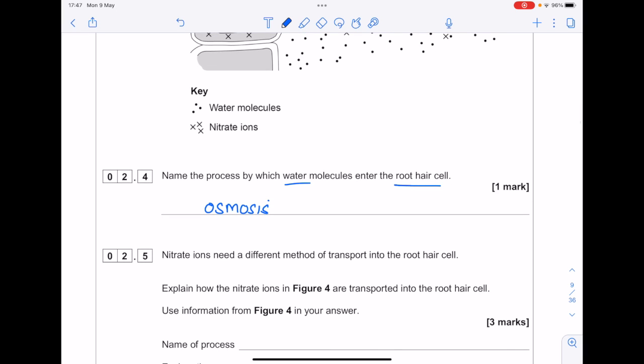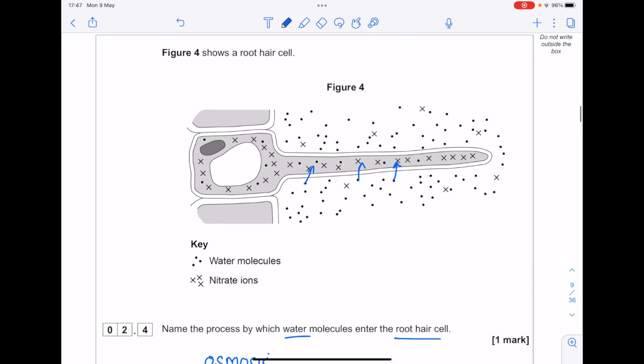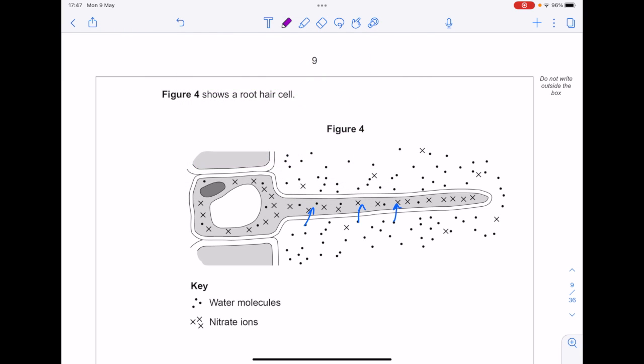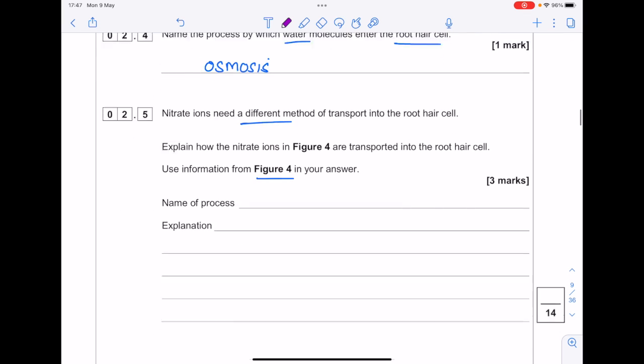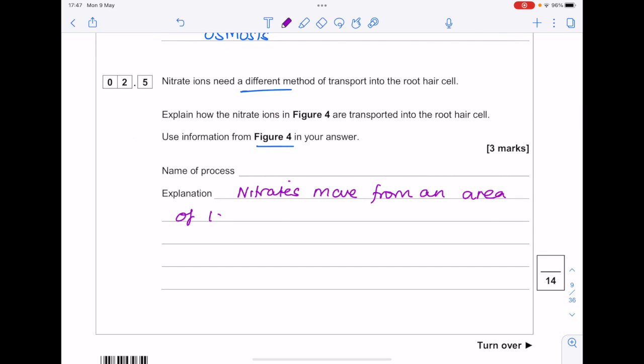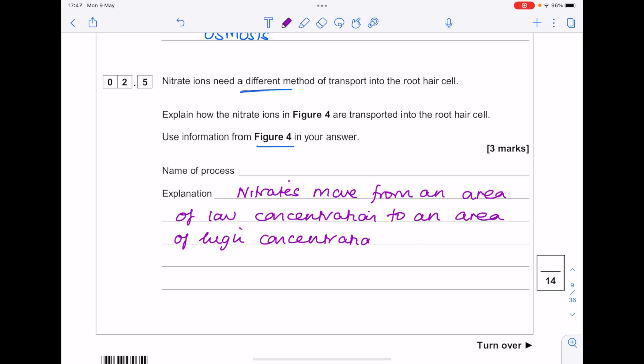Nitrate ions need a different method of transport. Explain how the nitrate ions in figure 4 are transported into the root hair cell. Use information from figure 4 in your answer. So let's change colour. The nitrate ions are here. Just have a look. There's way fewer nitrate ions outside of the root hair cell compared with inside. So this time they're moving from an area of low concentration to an area of high concentration. This requires energy. So hopefully the name of the process being screamed at you is active transport.